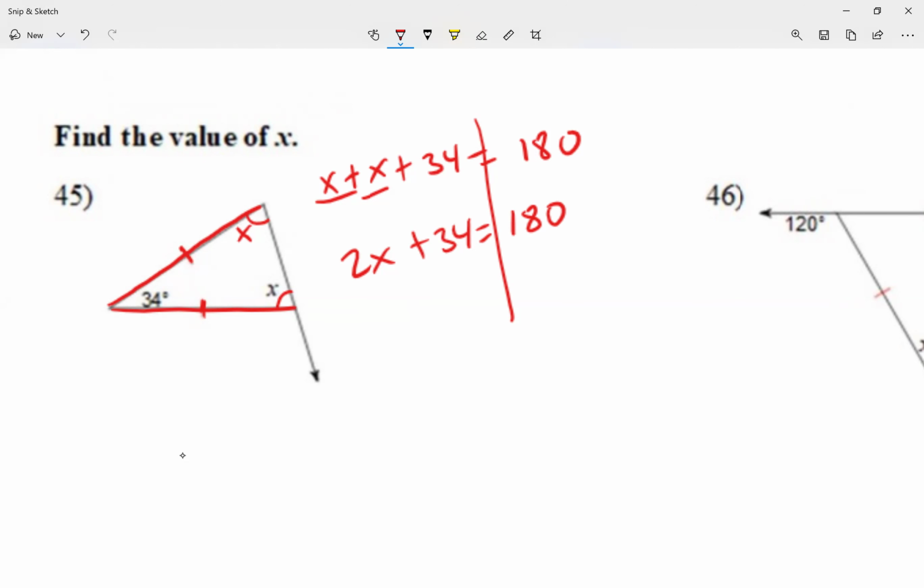I want the 2X by itself, so this plus 34, let me move it over as a minus 34. And I'm going to move it to the other side. Don't forget to switch the side. So I have that 2X is equal to 180 minus 34, which is 146. So I have that 2 times X equals 146. To have X by itself, let me divide by 2. So X equals 146 divided by 2, which happens to be 73.